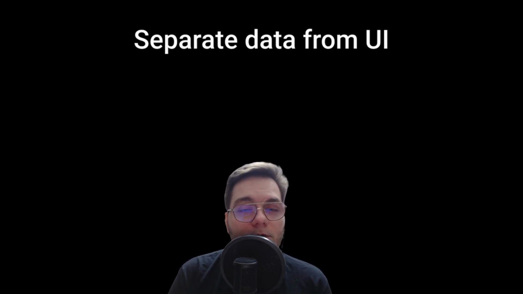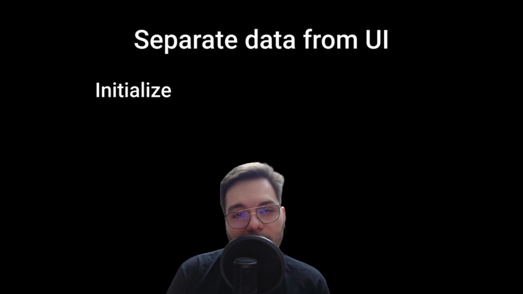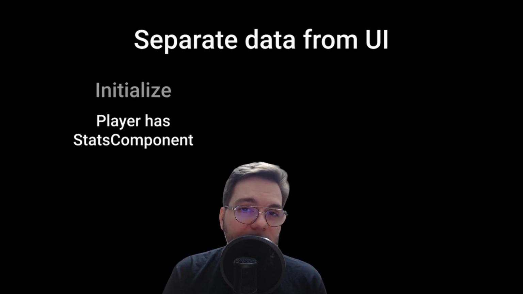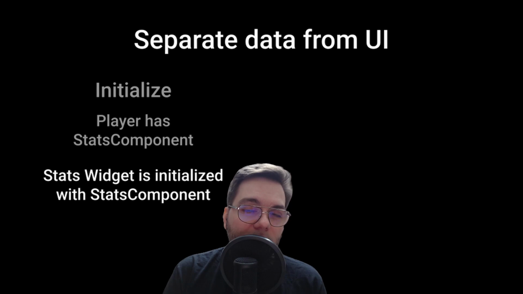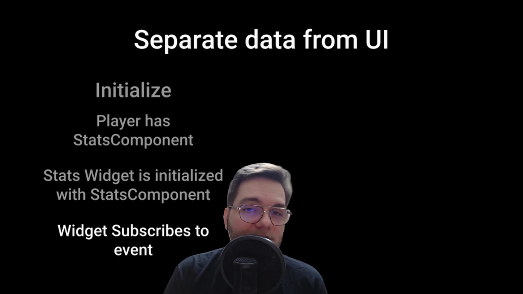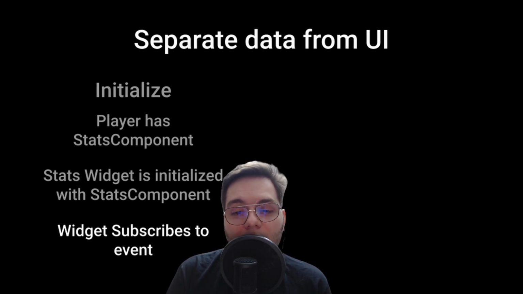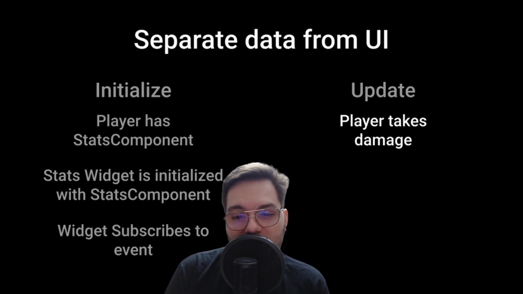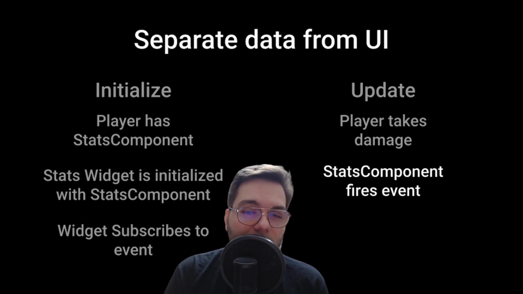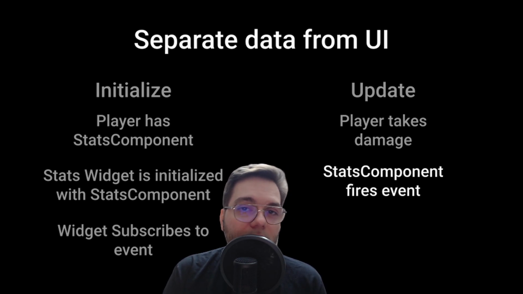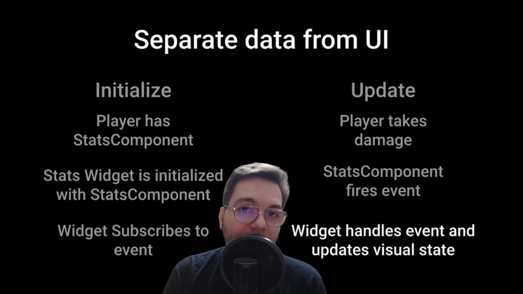For our tutorial, we're going to use a simpler approach. The player has a stat component, which handles the damage, the stamina consumption, and so on. When something happens, it will fire an event notifying everyone about the change. We are also going to initialize our widgets with that component, and the widget will bind to this event, constantly looking for any changes and updates. When something happens, like player takes damage, the stat component will fire the event, and the widget will get the actual health or stamina or whatever from the stat component and visualize it.